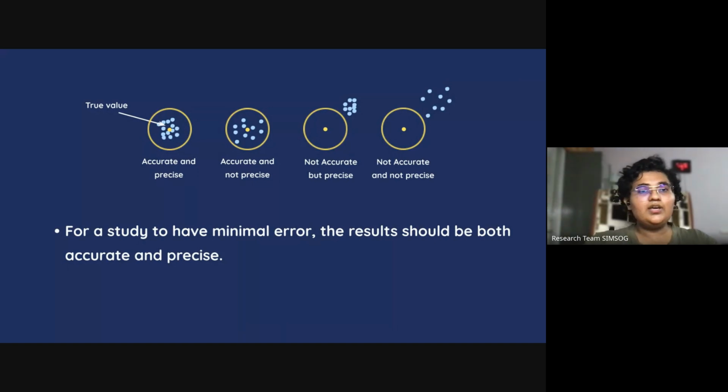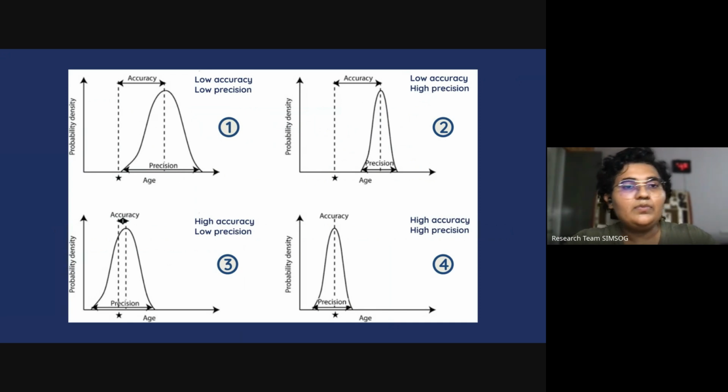Now let us try to see what accuracy and precision look like in graphical form. As you can see in these figures, in the first figure, the data is spread out and it is away from the set value. So it has both low accuracy and low precision. In the second figure, the data is close to each other. It has less variability, but it is still away from the known value or the set value. So it has low accuracy, but it has high precision.